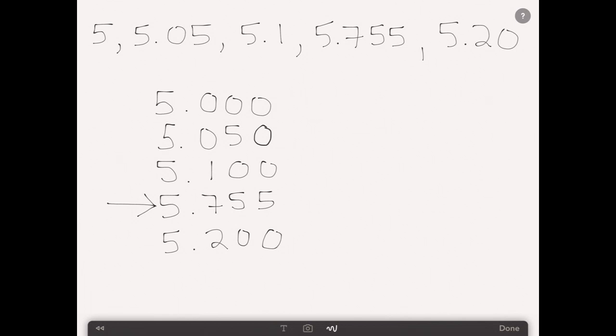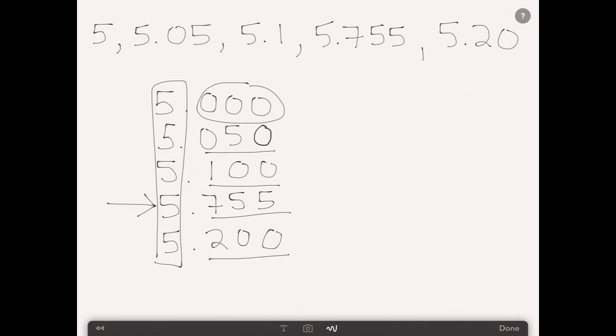When I look at them, you always want to start by looking at the greatest place value. So that would be the ones. They all start with 5, so that's not really going to help me out. Then I look at the next place value, which is the tenths. Now, we want to order these from least to greatest. So which one would be the one with the least amount? Well, why don't we just look at the whole decimal? This one has nothing in it. Everything else has something in it. For example, this one has 50, this one has 100, this one has 755 and 200. So it's clear to me that this would be the least. Okay, so let's just cross that off our list.